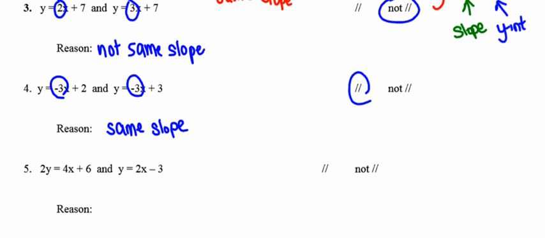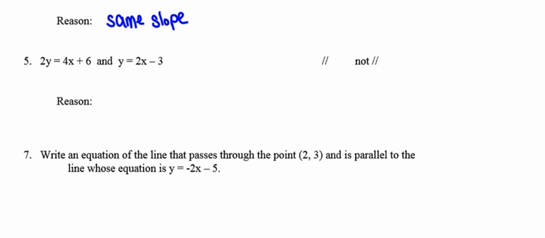Note that in number 5, this first equation isn't written in the form y equals mx plus b. This is not solved for y. So the first thing I need to do is divide each and every term in the equation by 2 so that I can make that comparison. So now that I've solved for y, it's fair game to make that comparison. When I compare their slopes, I find that they are the same, making the two lines parallel.